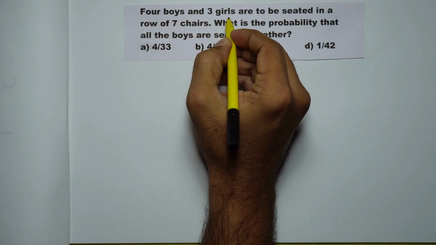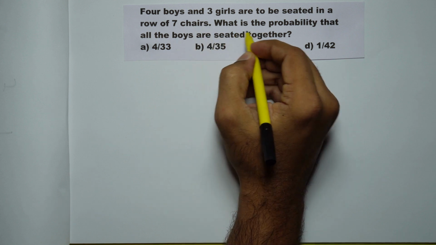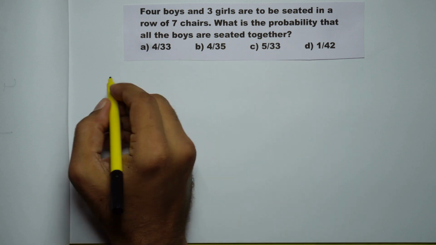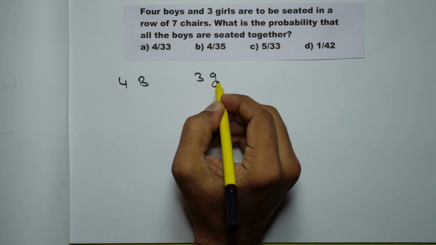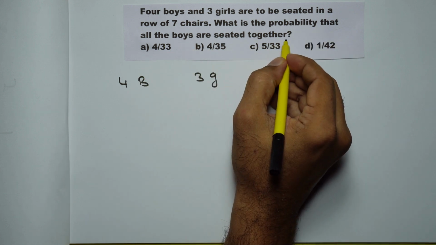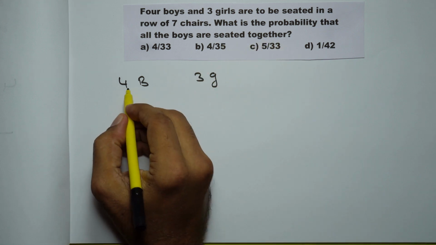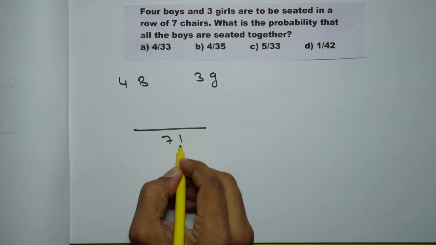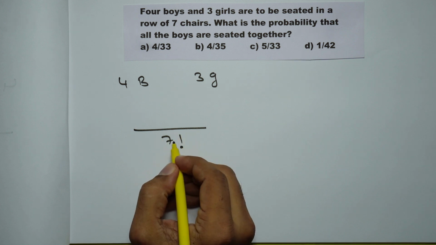4 boys and 3 girls are to be seated in a row of 7 chairs. What is the probability that all the boys are seated together? So altogether 4 boys are there and 3 girls are there. So what is the probability that all the boys are seated together? So first we'll find out the total number of outcomes. Altogether 4 plus 3, 7 people are there. They are all different and they can be interchanged among themselves in 7 factorial ways. So this is the total number of outcomes.